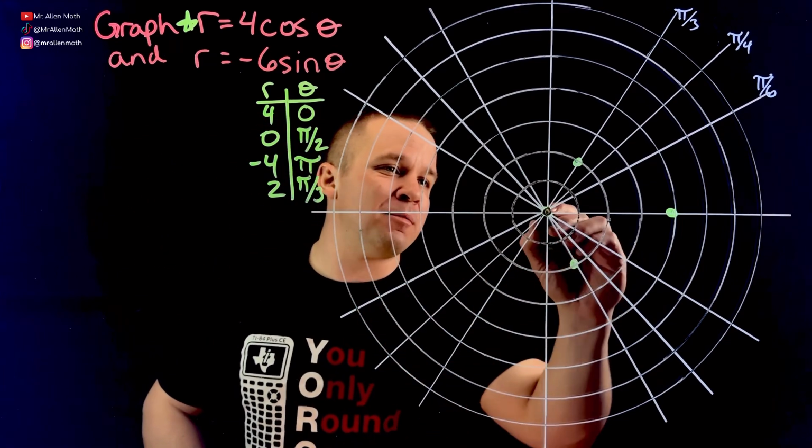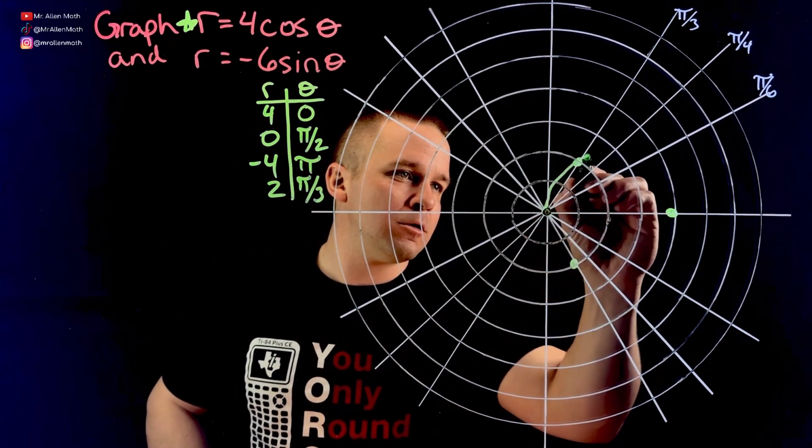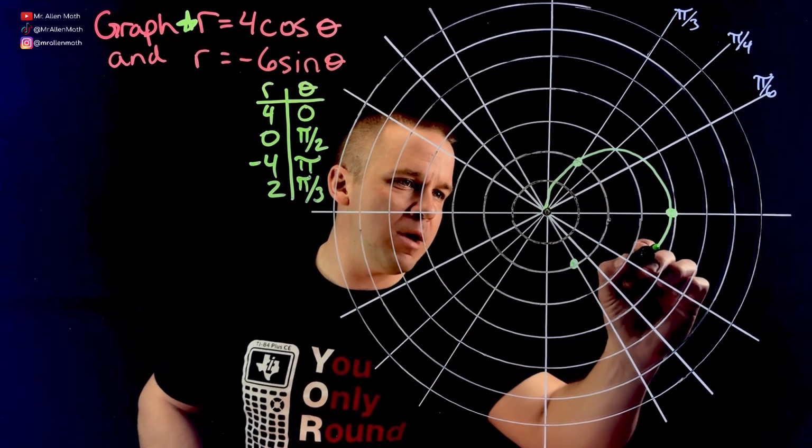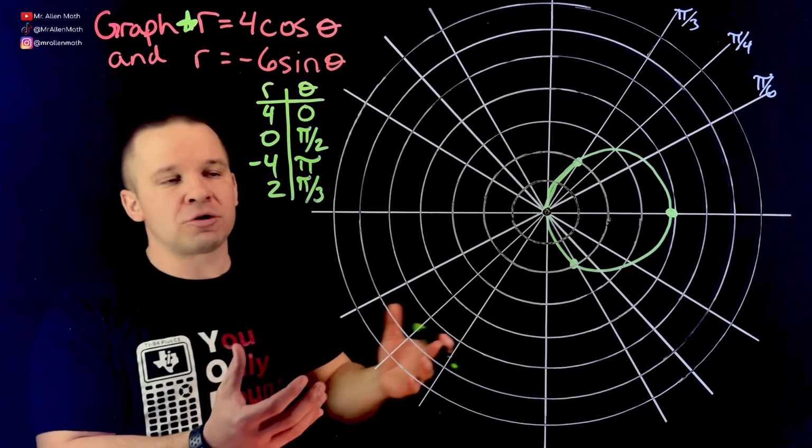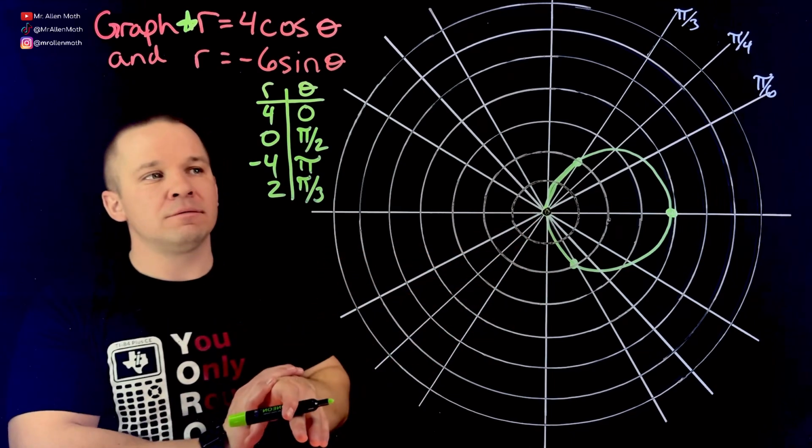You could plug into a calculator, but eventually you'd get this. Oh, that was kind of terrible, but let's see if I can make up for it over here. There we go. All right. Eventually you get this circle shape off to the right, okay?